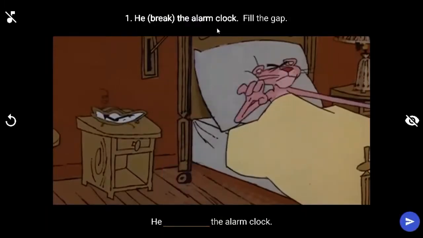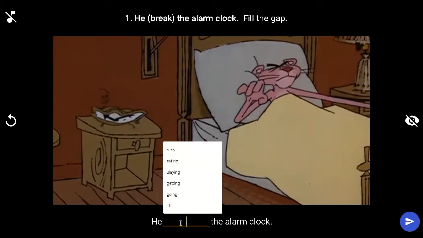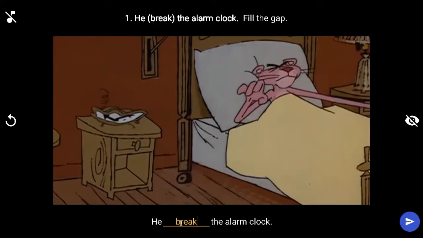He break the alarm clock. What do you think? We have break here and we have a singular subject. What is the correct answer? Yes, great, breaks, because we have a singular subject. So when we have a singular subject, we add s to the verb. But if we have a plural subject, we don't add anything to the verb. Base verb.